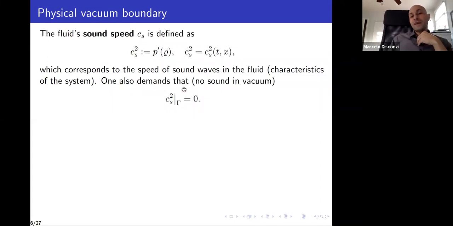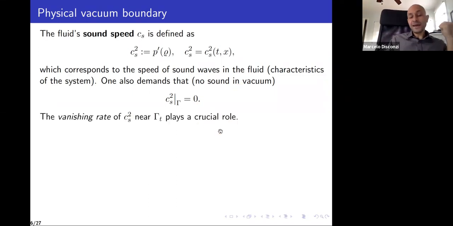Now, in this problem of the gas, that's not the case for the liquid, but for the gas, we also demand that the sound speed vanishes on the free surface, on the boundary. And this is essentially saying that if you have a region where the density is vanishing, there is no medium for your sound to propagate, so you cannot have sound waves propagating across the boundary into vacuum. And then it turns out that the vanishing rate of the sound speed squared near the free boundary plays a crucial role in this problem.